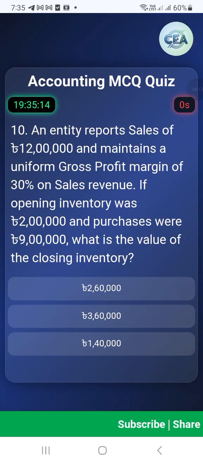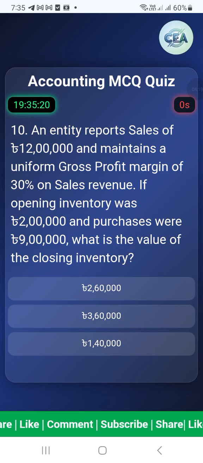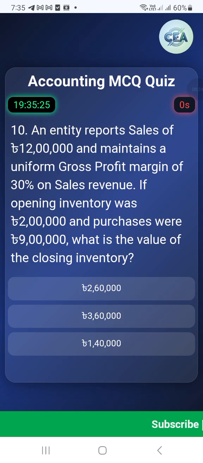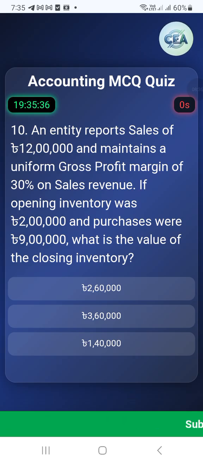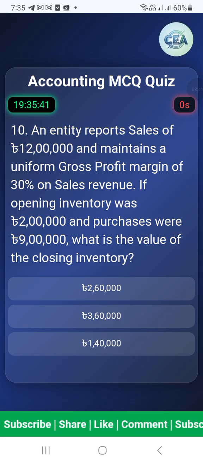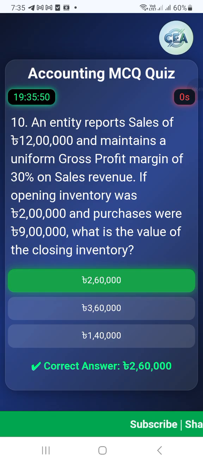10. An entity reports sales of 1,200,000 takas and maintains a uniform gross profit margin of 30% on sales revenue. If opening inventory was 200,000 takas and purchases were 900,000 takas, what is the value of the closing inventory? Option 1. 260,000 takas. Option 2. 360,000 takas. Option 3. 140,000 takas. Correct answer is 260,000 takas.